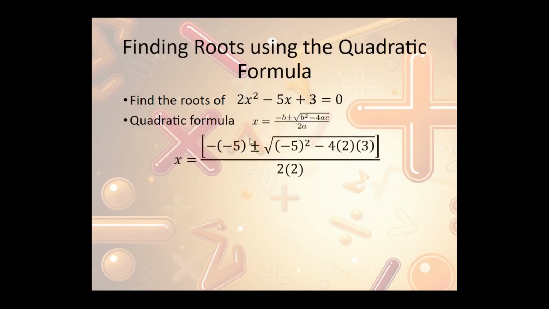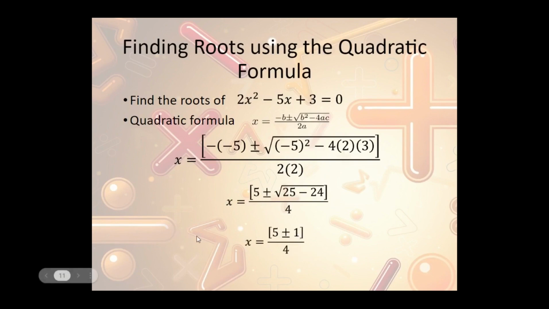We get this, and we simplify. Negative 5 is just positive 5. The square root of 5 squared is 25. Negative 4 times 2 is negative 8, times 3 is negative 24. And 2 times 2 is 4. So we end up with 5 plus or minus the square root of 25 minus 24, over 4. Well, 25 minus 24 is 1, and the square root of 1 is just 1. So now we end up with 5 plus or minus 1 over 4.